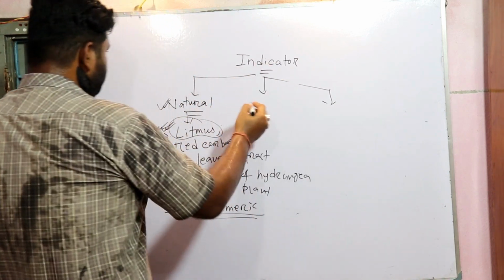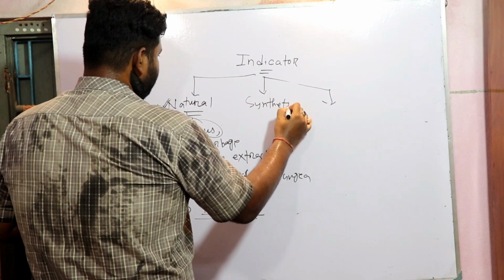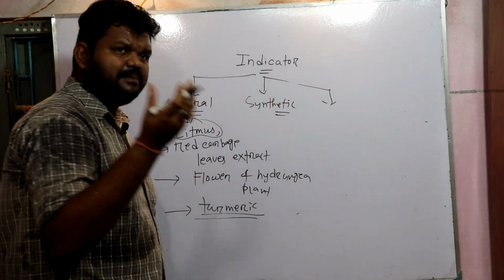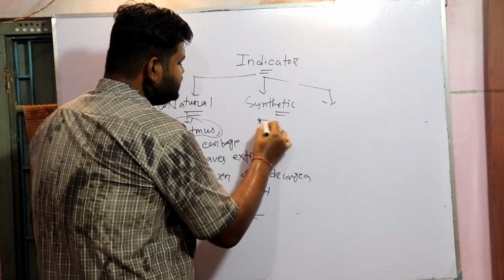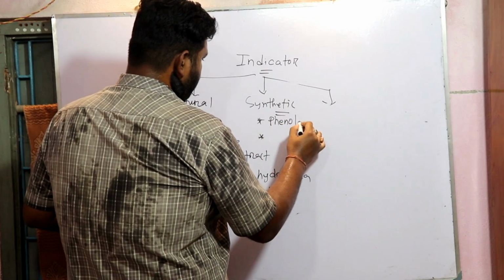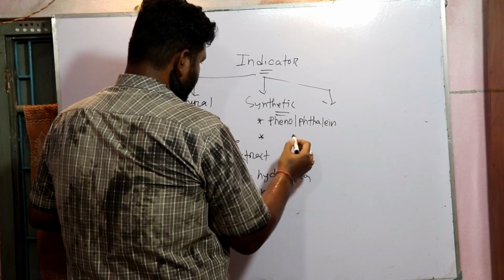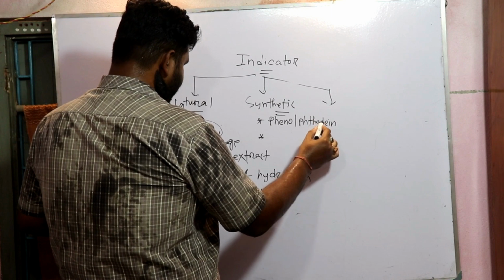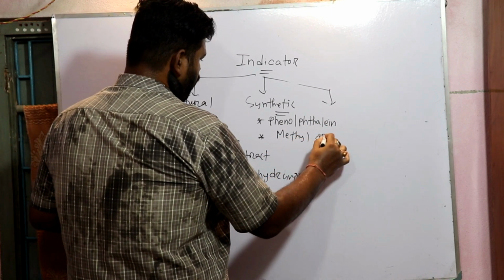Now moving to the next point, synthetic indicators. From the name you will understand what we mean by synthetic indicator. We have to synthesize some compounds to get this kind of indicator. Two very important synthetic indicators are phenolphthalein, PHENOLPHTHALEIN, and the next one is methyl orange.